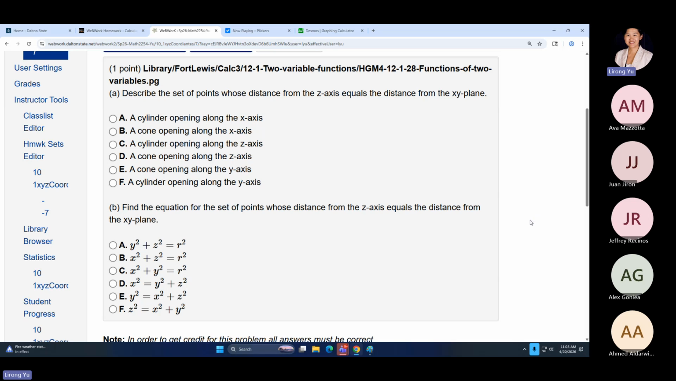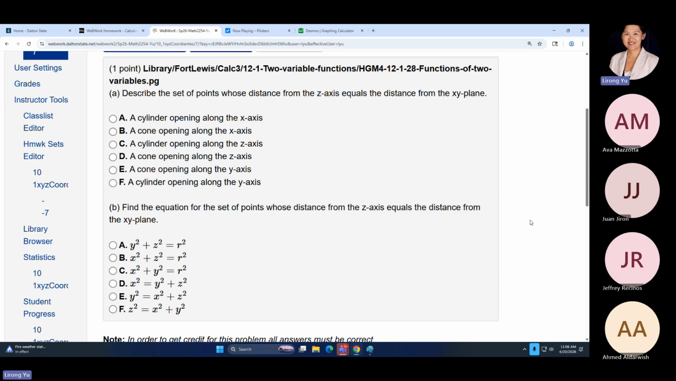For example, A has y squared plus z squared equal to r squared. I realize this equation has no x value. So it's a cylinder parallel to the x-axis. Because it's a cylinder, we need to know its direction. The x-axis will be the direction. The cylinder opens along the x-axis.